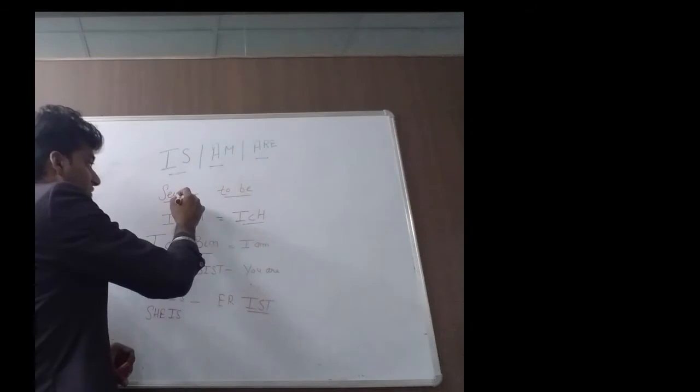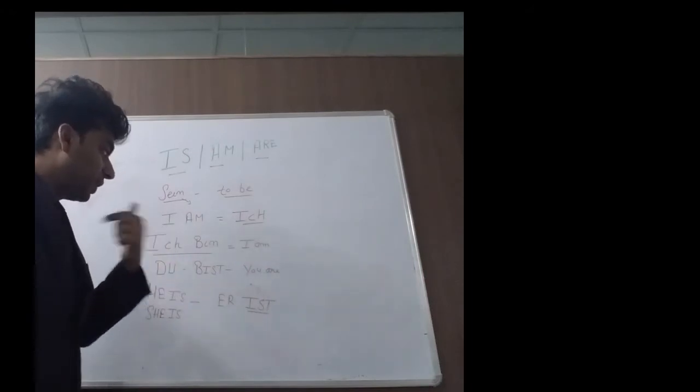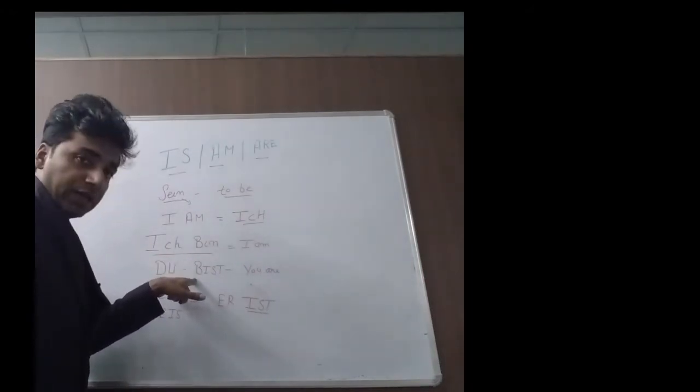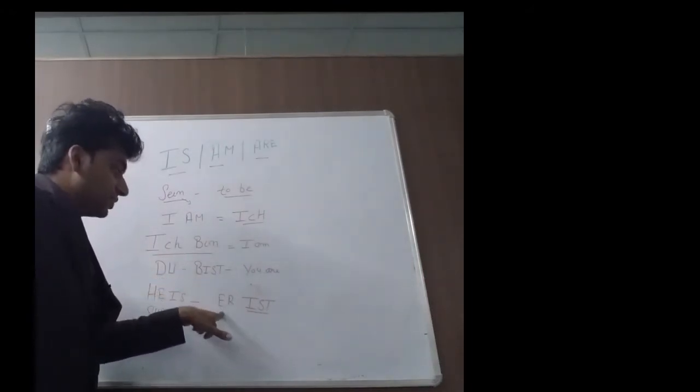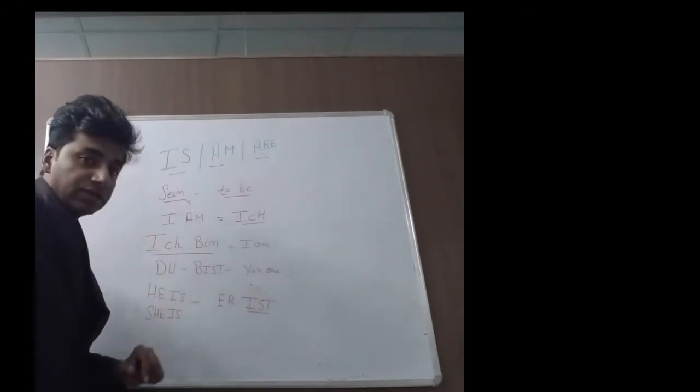Ist. Why will I apply ist? Because my sein is the parent verb. So if I'm applying I am, that is ich bin. If I'm applying you are, that is du bist. If I'm applying he is, ist. Ist is my "is," which is applied with "is."